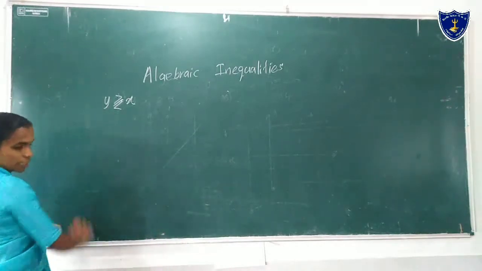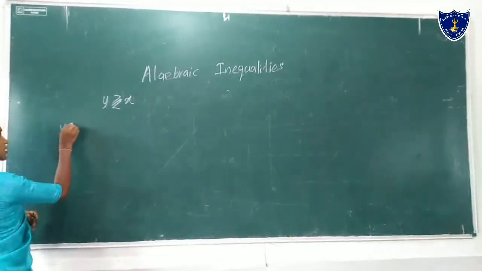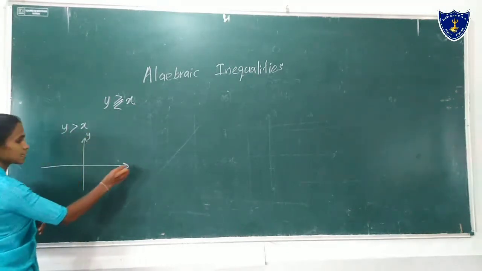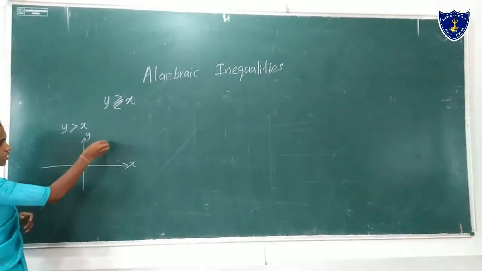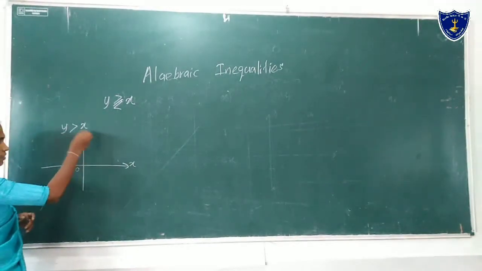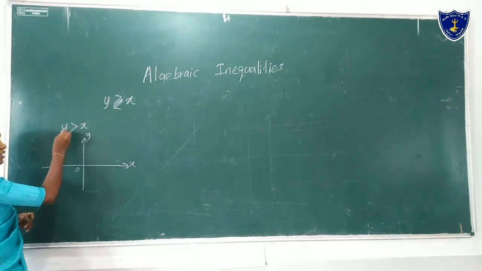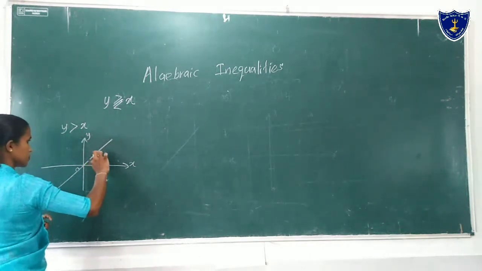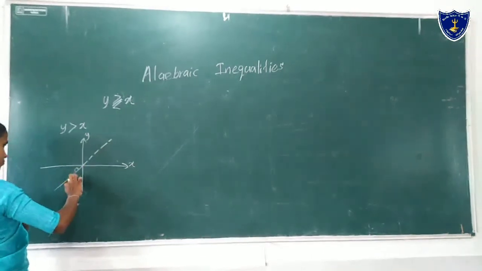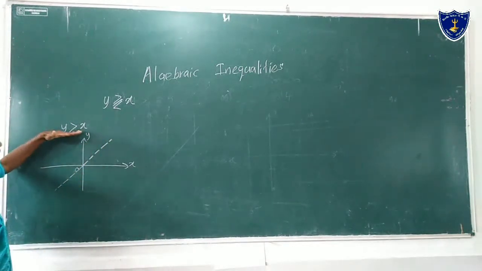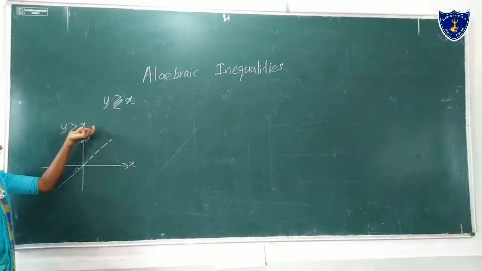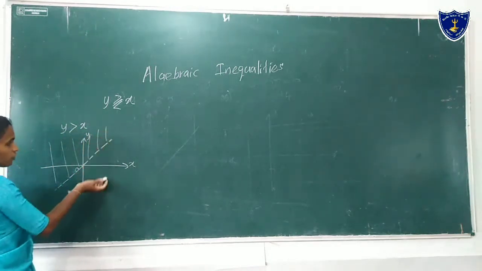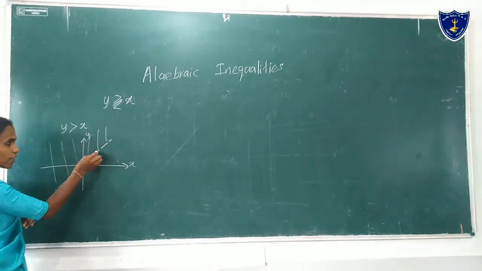Okay, now let's identify what is the region y greater than x. Here y-axis, x-axis, 0. We know that the line y equals x. But y is not equal to x, so you have to draw a dotted line. It should be a dotted line. Y greater than x. Y is greater than x. So you have to take this region. Y greater than x. This is y equals x.